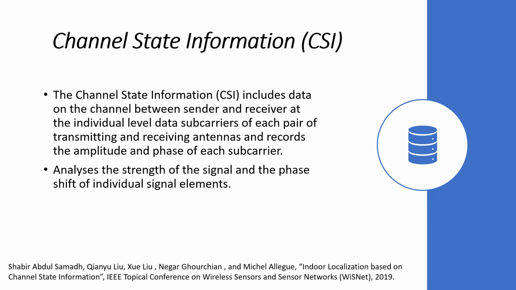Channel state information is a received signal strength enhancement. Although the received signal strength only offers aggregate signal strength data, the channel state information analyzes the strength of the signal and the phase shift of the individual signal elements. Because of this, distinguishing the directly received signal from the reflections is easier. The channel state information includes data on the channel between the sender and the receiver and individual level data of the subcarriers of each pair of transmitting and receiving antennas, and records the amplitude and the phase of each subcarrier.